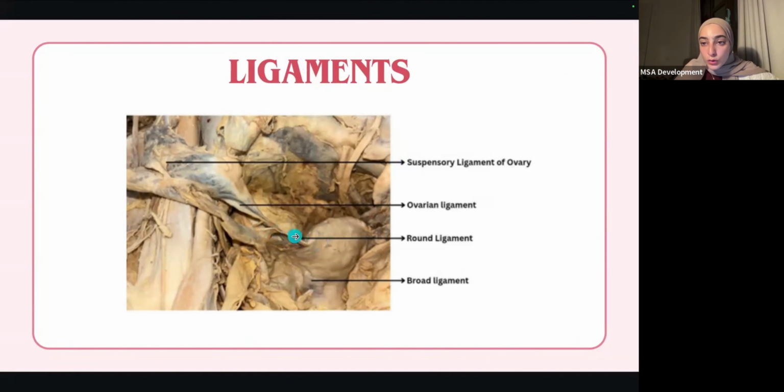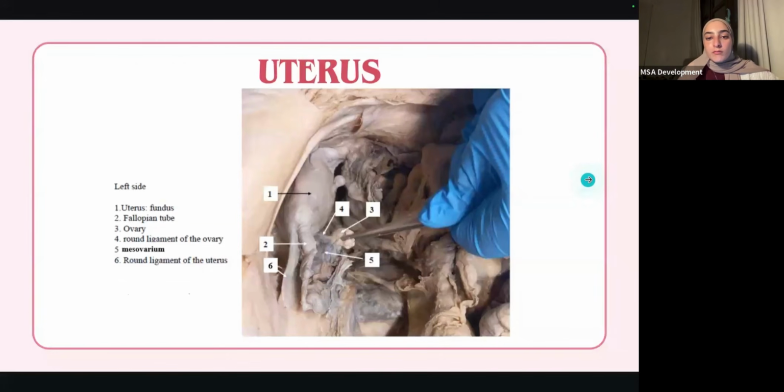This is the one that passes through the inguinal canal and goes to the labia majora. You have the broad ligament, which is basically the majority, the one that lines everything. And you have the ovarian ligament. This is the ovary, and it connects the ovary to the uterus. Okay, the suspensory ligament of the ovary. I don't know if you guys took this, but it's a ligament that's attached to the ovary.